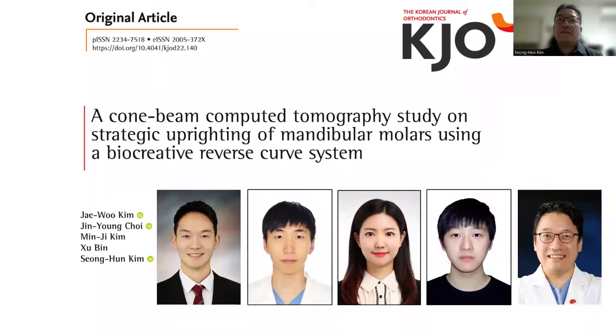Hello, I'm Sung-Hoon Kim, the corresponding author of this research article. This CBCT study from the Kyung Hee University Department of Orthodontics team was about three-dimensional change of mandibular molars using a biocreative reverse curve system, the so-called BRC system.